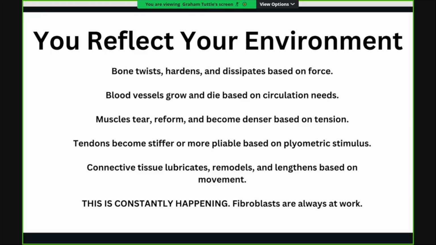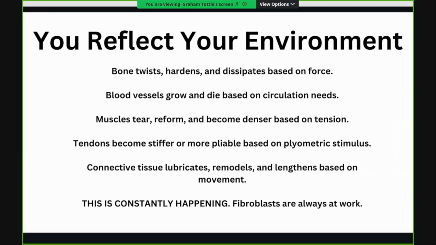Tendons become stiffer, more pliable based off of plyometric stimulus, which is the conditioning of fascial movement. Connective tissue lubricates, remodels, and lengthens based on movement. In connective tissue, that's just fascia. It could be tendons, ligaments, fascia, it doesn't matter. That is the stuff that lubricates and remodels and lengthens based off of all the movement you do. And this is constantly happening. Every single minute of every single day, you are being laid down into a position.